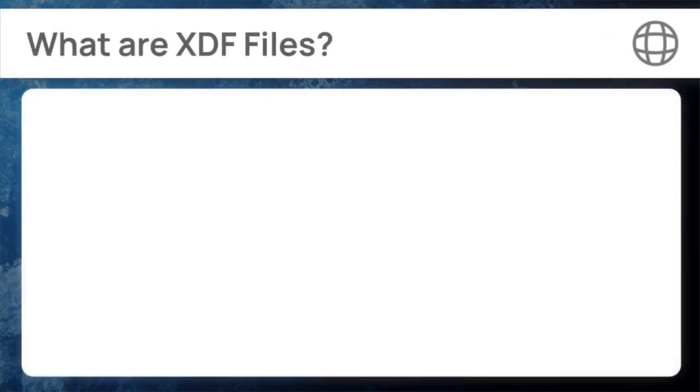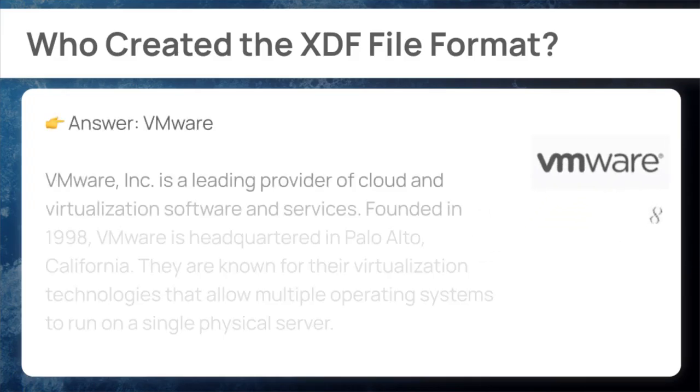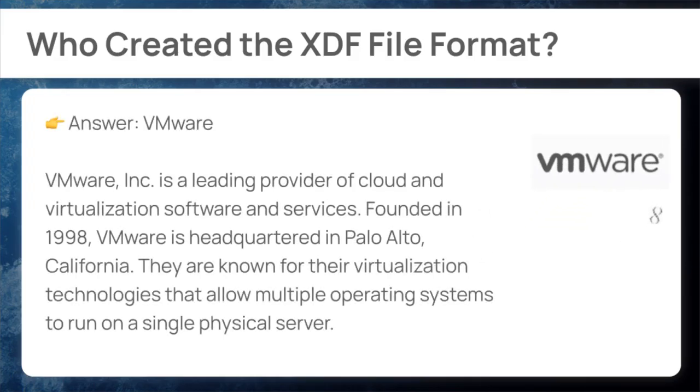In the automotive performance world, the XDF format is a definition file used by TunerPro. It acts as a translation layer that tells the software how to interpret the raw binary data .bin from a vehicle's engine control unit, ECU. Without it, the car's logic looks like random numbers. With it, those numbers become readable tables for spark advance and fuel ratios.